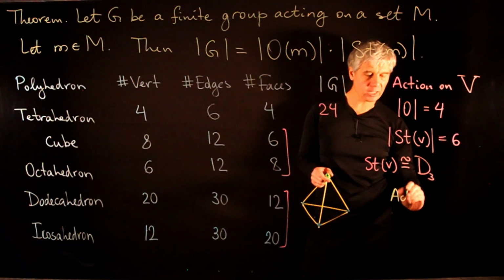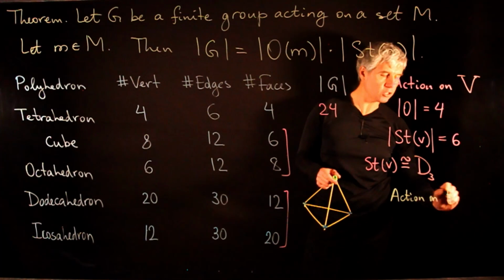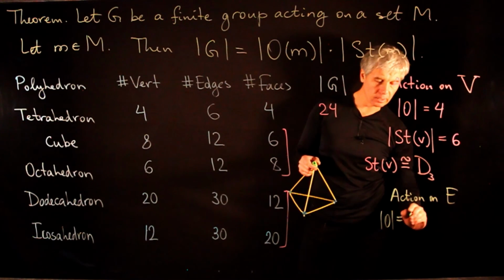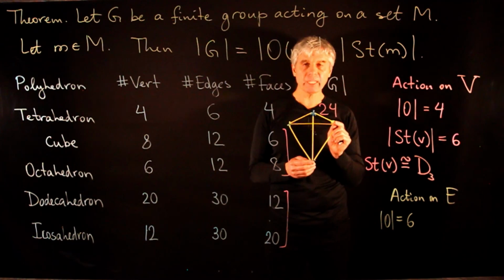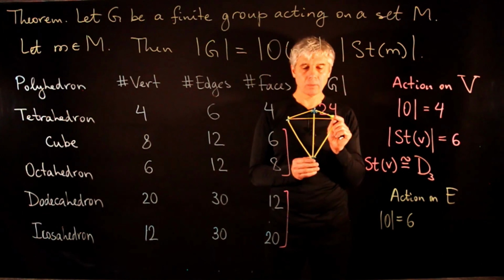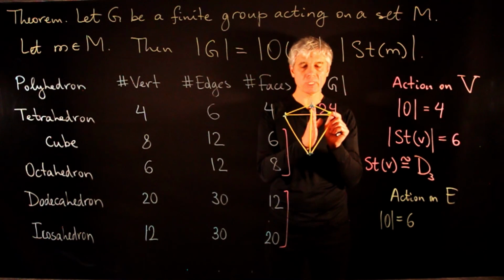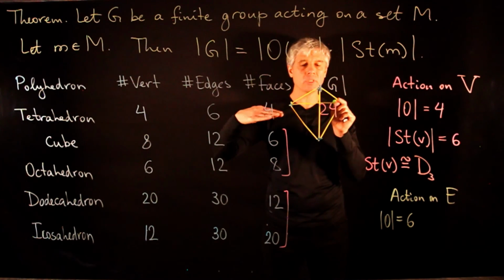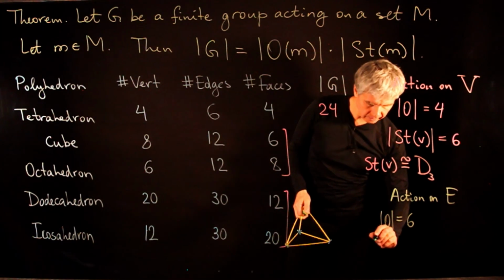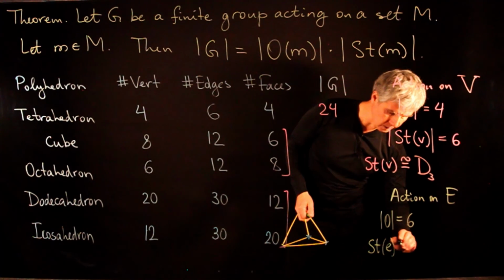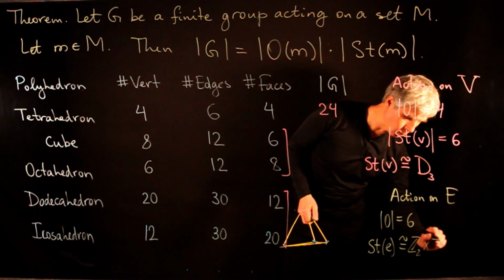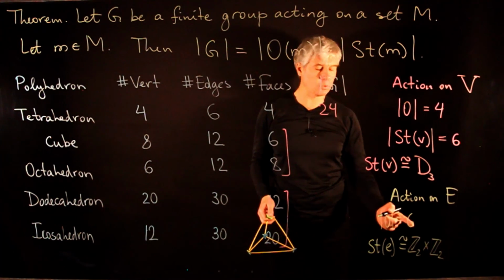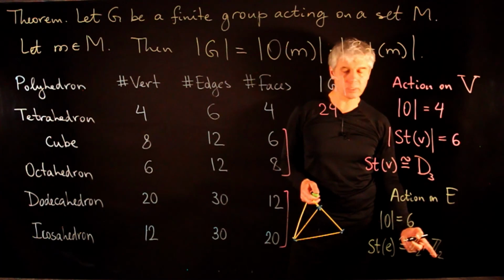We could have chosen a different action for this calculation. So for example, if we look at the action on the set of edges, again this action is transitive, and we have 6 edges in this orbit. Now let us look at the stabilizer of this edge. We can have a mirror symmetry with a plane that passes through this edge. And we can also have another mirror symmetry through the opposite edge that will be perpendicular to this one. And so what we see is that the stabilizer of an edge is isomorphic to Z2 cross Z2, because these two mirror symmetries will commute. And we will arrive at the same answer. So the length of the orbit here is 6, and the order of the stabilizer is 4.